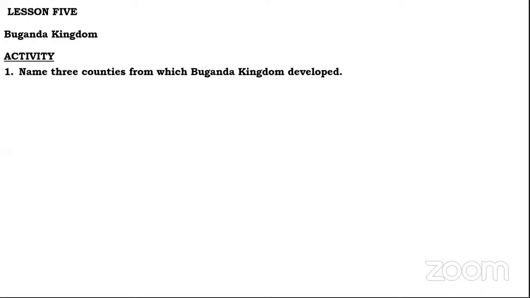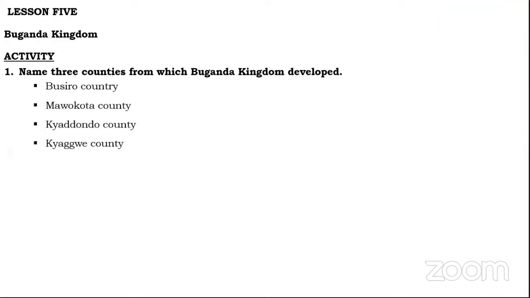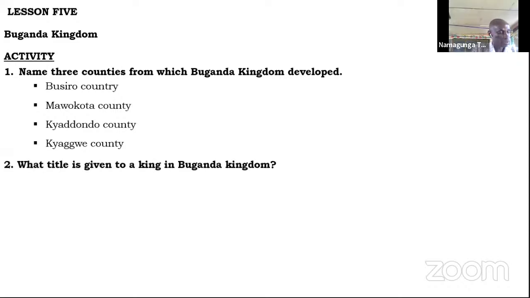Nambiru, give us one. Busiro. Correct, Nambiru. Thank you, Nambiru. Nambiru has given all of them. So we have Busiro County, Mawokota County, Kyadondo County, and we have Kyagwe County. Okay, we move to the next question. Can someone read it for us? Amoding Angela, read for us number 2. What title is given to the king?